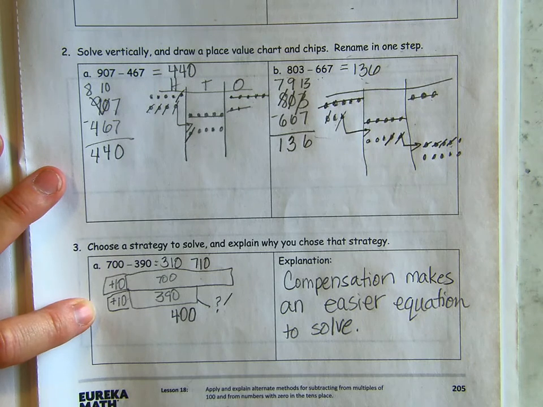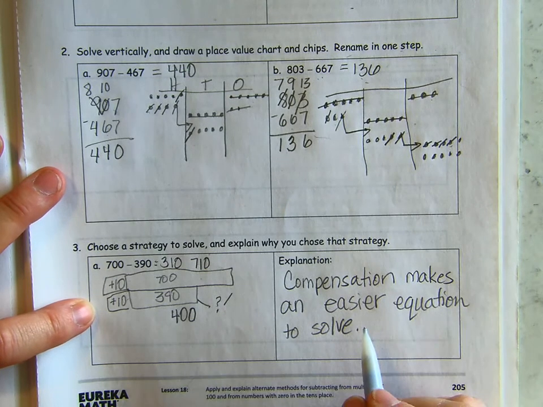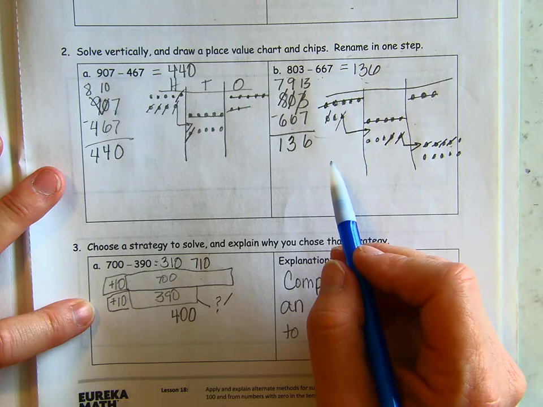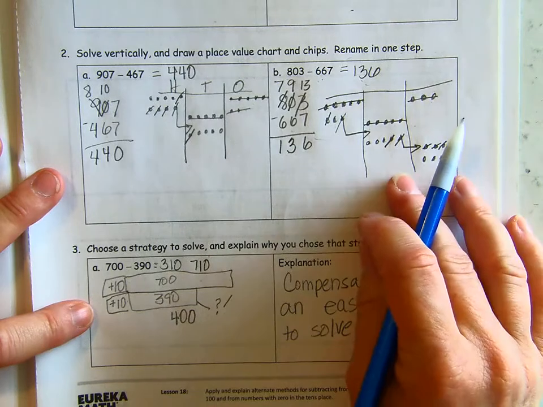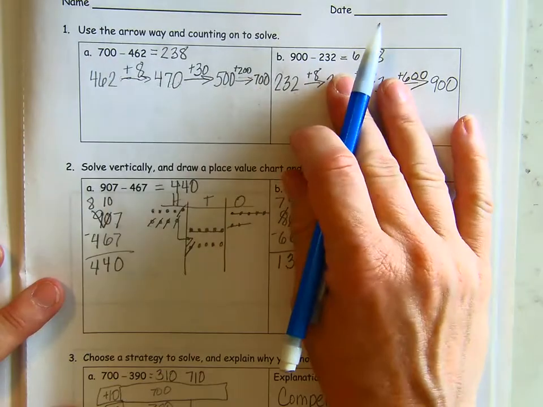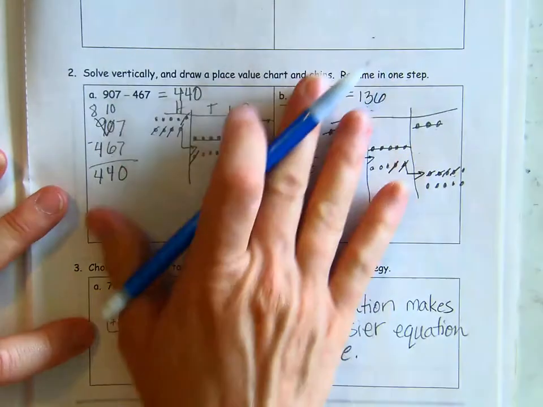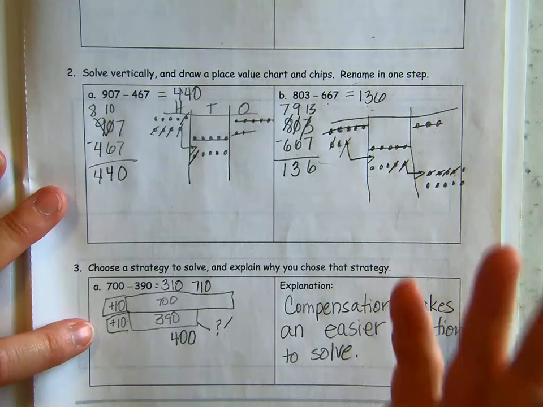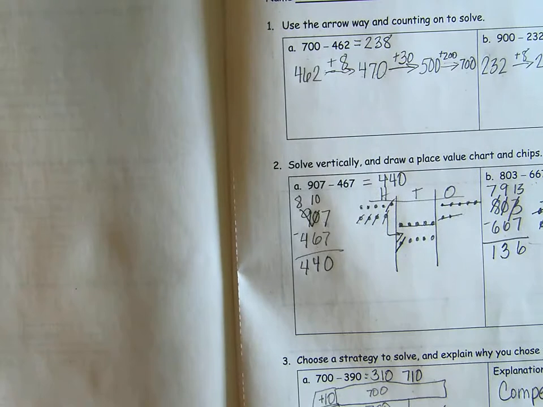Now, if compensation doesn't make sense to you, if you don't understand it, it makes you uncomfortable, then it may not be the right strategy for you yet. If you're comfortable with the place value chart and your chips, if that is your most comfortable way, then it might be most efficient for you right now. If you really like the arrow way, that might be the most efficient way for you right now. But the more you become familiar with these other strategies, the more you'll be able to choose which way is easiest to solve.